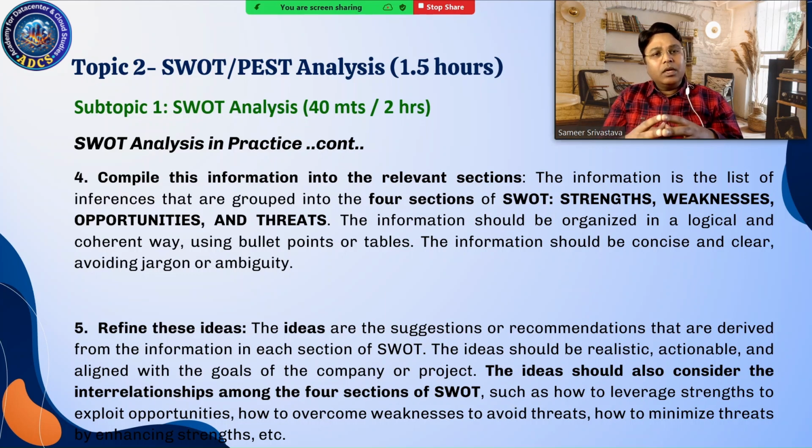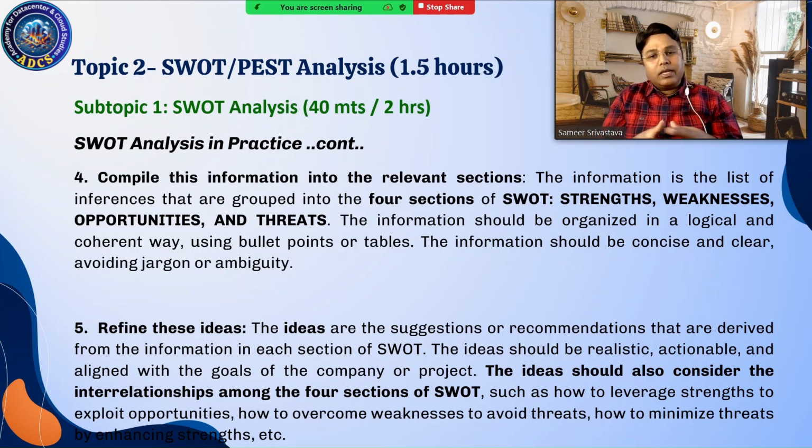It should be concise and clear, without any ambiguities or jargon or using words like maybe, we may do this. These things do not figure in the SWOT analysis. So you have to have very specific information which can be verified. It should also be measurable. It should also be quantifiable.